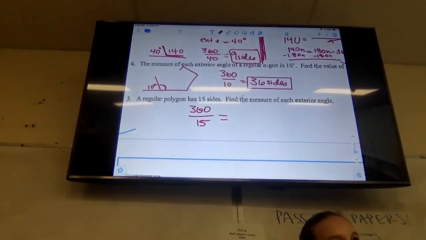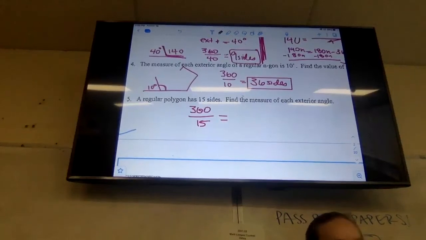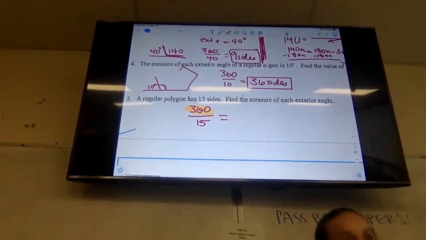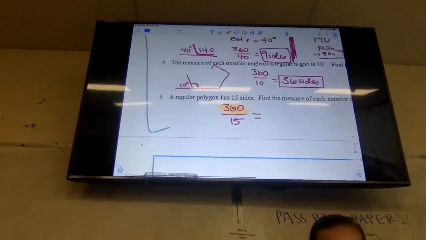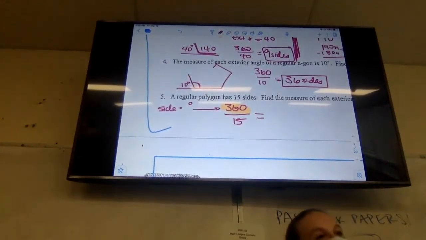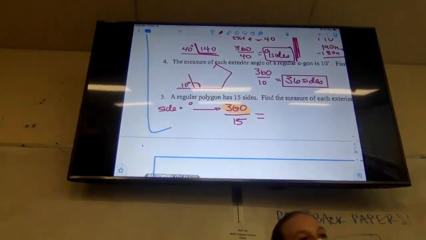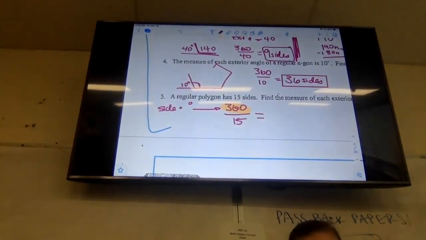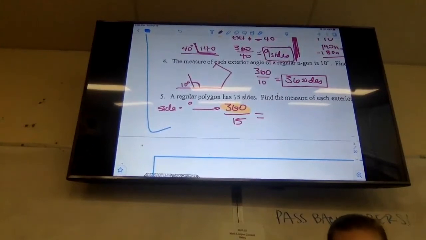We're finding the sides last time, and then we're finding the angles. But we're still doing the same thing. I still am taking the total. Because no matter what, the sides times the angle measure, the degree, should always equal 360. So no matter if there's 10 sides, that's how we do that. So this time I'm just dividing by 15 and I should get 24 degrees, right? Okay. All right.